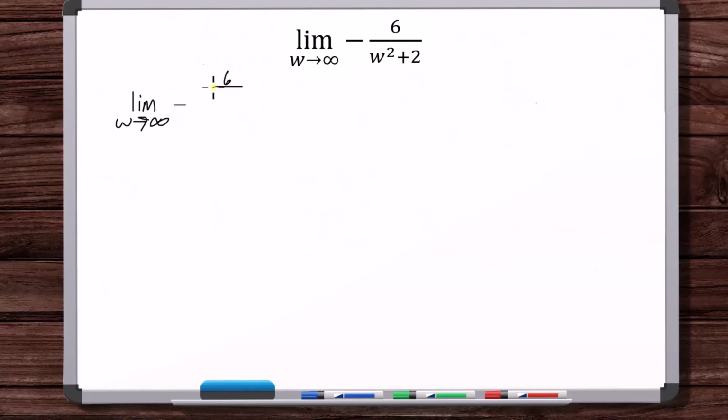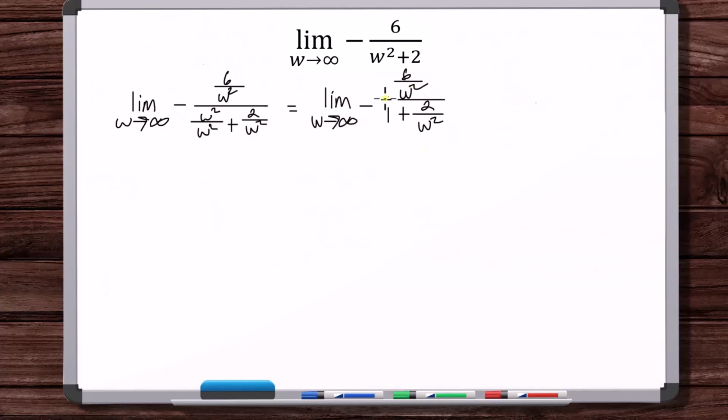So, okay, we've got, so 1 plus... Okay, now as w goes to infinity, this goes to 0. 2 over w squared goes to 0, so 1 plus 0 is 1. So you have a minus 0 over 1. This goes to 0. You have a horizontal asymptote at y is equal to 0. There you go.